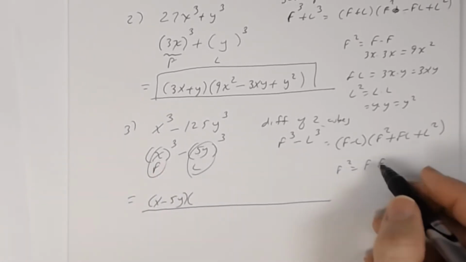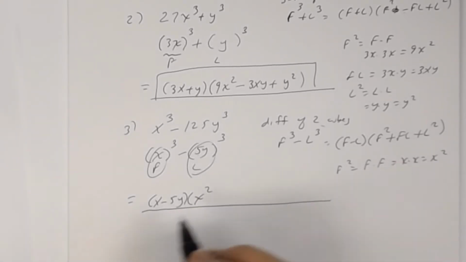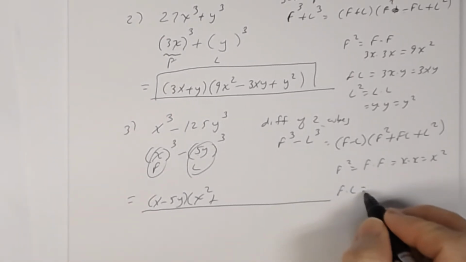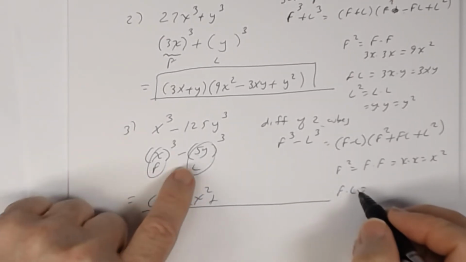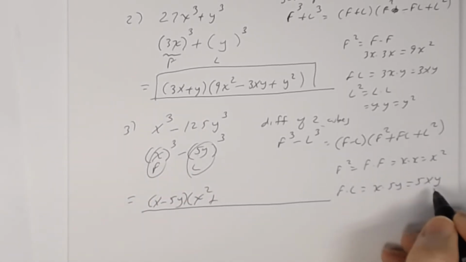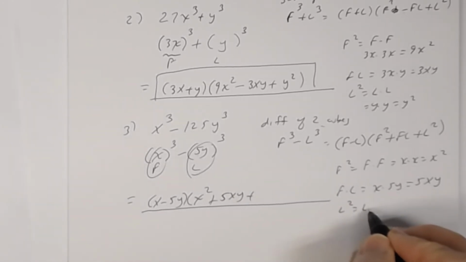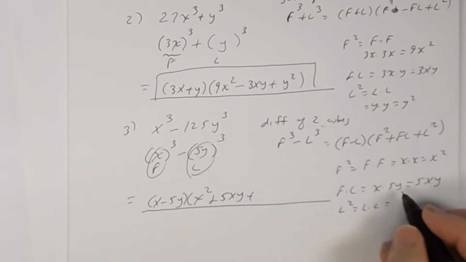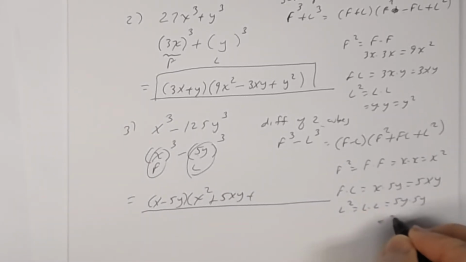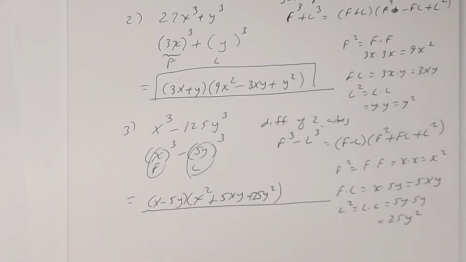Well, f in here is x, so that means x times x, which is x squared. So that's your first term. Plus, and then f times L. Well, f is x, L is 5y, so x times 5y is 5xy. So I get plus 5xy. And then plus, and then L squared means L times L, and L is 5y, so 5y times 5y is 25y squared. And so there's your last term. So you have your binomial times your trinomial. So that was number 3.